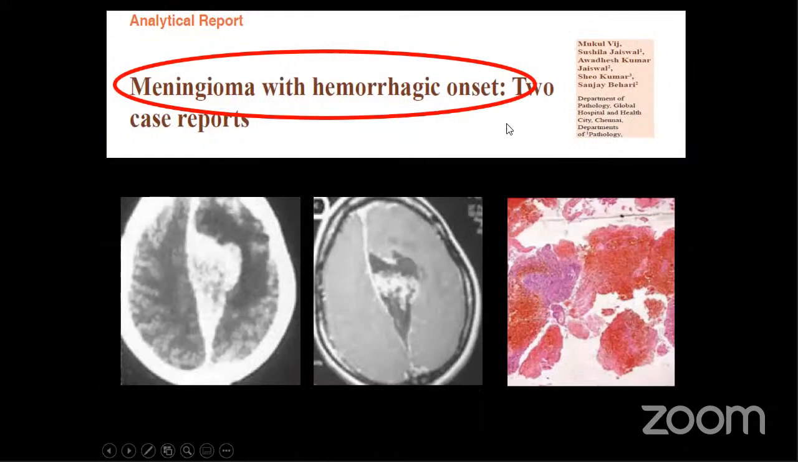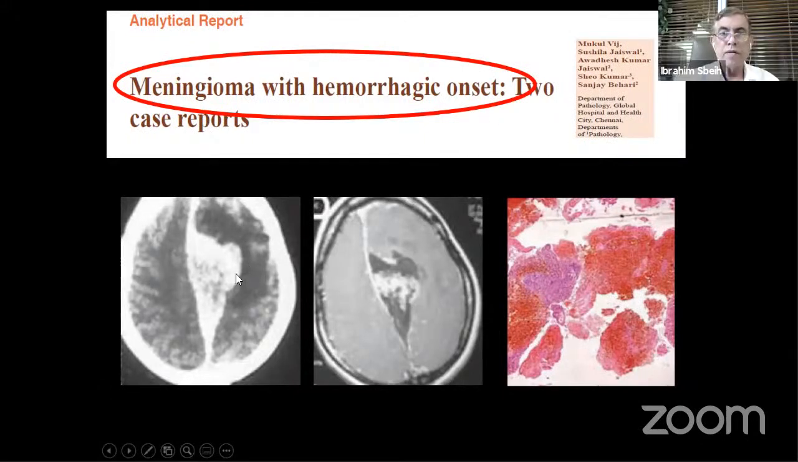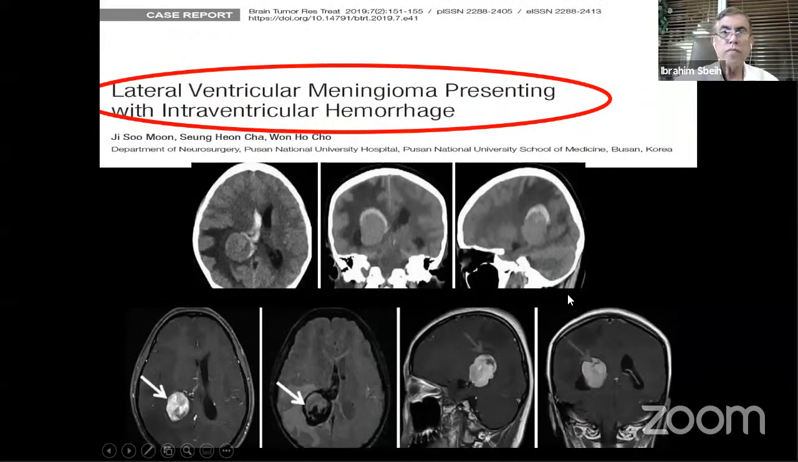Meningioma with hemorrhagic onset, parasagittal. The lateral ventricle is known to have meningiomas, usually on the left side. Here in this case, it's on the right side, but it's okay. And they can present with hemorrhage. An undiagnosed, unsuspected brain tumor presenting to you with hemorrhage. This is the message.